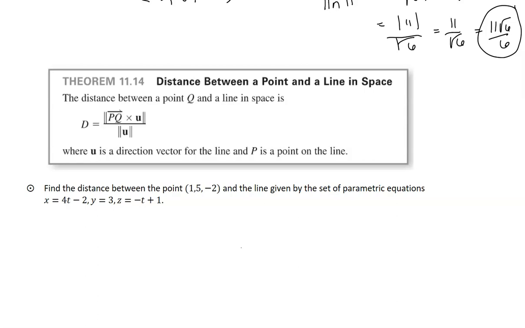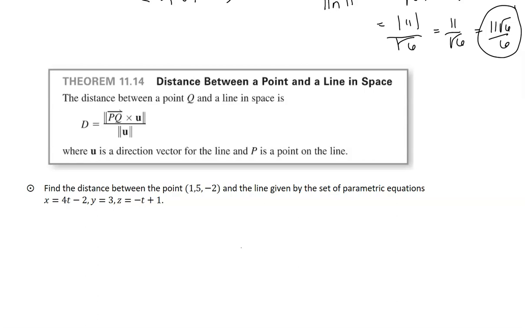All right, this is a different formula. The last formula gave us the distance between a point and a plane in space. This one gives us the distance between a point and a line in space. So you have to be very, very careful with that. In this case, P is a point on the line, Q is a point not on the line. U is the direction vector for the line. So U is just that ABC that comes from the line's equation. This is a pretty simple formula to use as long as you can do a cross product.